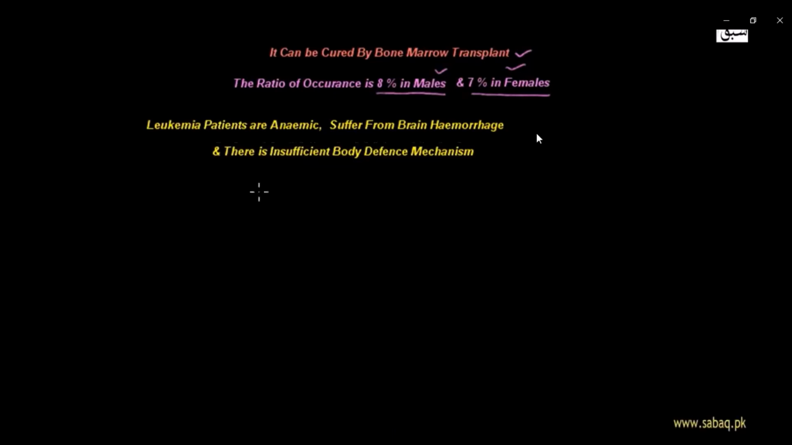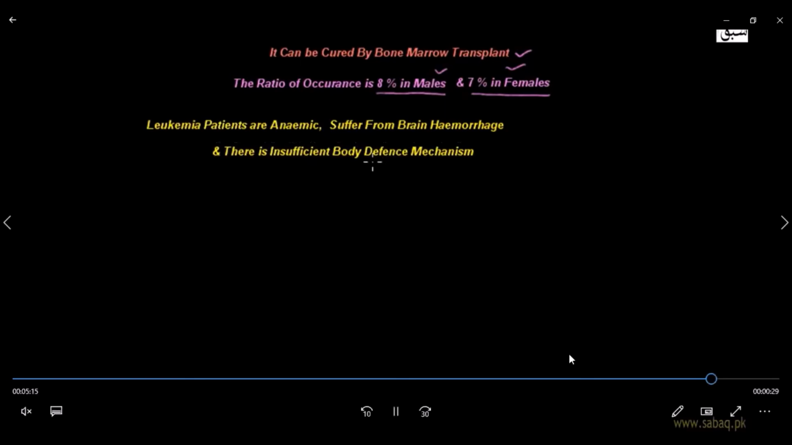So there is an insufficient body defense mechanism. The patient will have anemia plus brain hemorrhage. Hemorrhage is destruction. Brain hemorrhage and insufficient body defense mechanism occur because they have a lot of WBCs, but none of the WBCs is of any benefit, because they are not doing the work of your defense. Instead, it is just an abnormal growth. So this is the result of leukemia, or the abnormal growth of your WBCs.